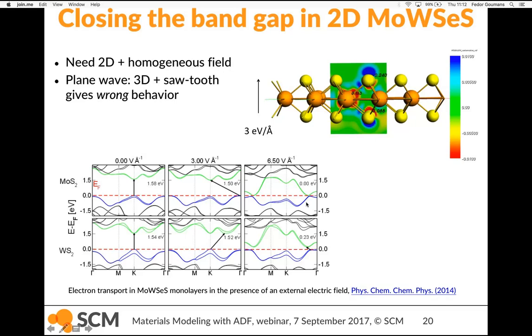You do the same type of calculation with a 3D periodic code, so plane wave codes, then you cannot apply a homogeneous field, so you'd have to apply a so-called sawtooth potential across the unit cell. And for any plane wave code, that just gives wrong behavior for the band structures under electric field conditions. So if you're interested in calculating how your material changes these electronic properties under a homogeneous field, if it's a 2D material, you want to use a code that can actually treat your system as a 2D material.